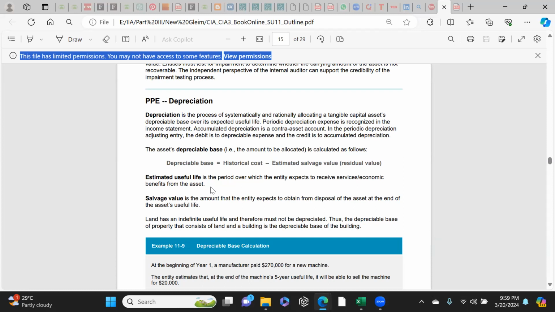Simple thing. Land has an indefinite useful life and therefore must not be depreciated, obviously. Thus, the depreciable base of a property that consists of land and building is the building. Even if you have land and building, you need to separate the depreciable component, the building. That is the only part you are going to depreciate over the useful life after deducting the salvage value.